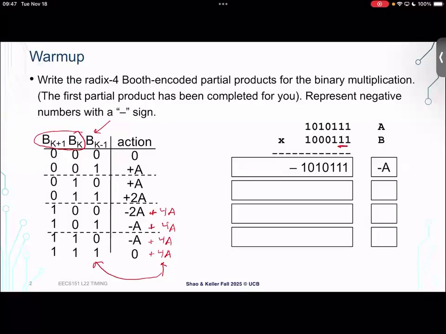Start with the first 2 bits of B, which are 1, 1. For the very first set of bits, there's no b sub k minus 1. There's nothing to the right. So it's going to be this row of the table, right? B sub k and b sub k plus 1 are 1, 1. And then the minus 1 is 0. So that's how we get minus a in that first row. And so we just copy a down and write a negative sign to indicate that it's negative. So any questions about what was already given to you?